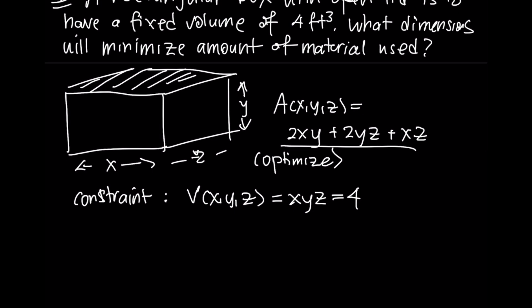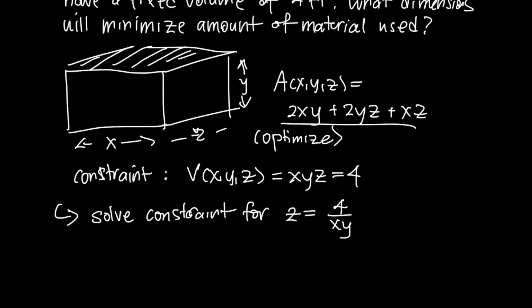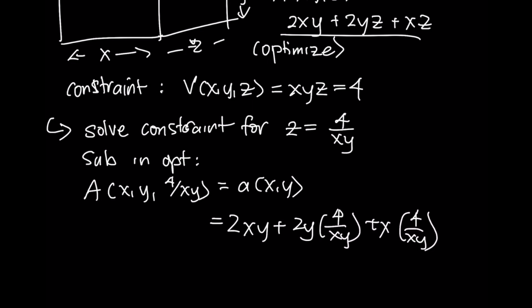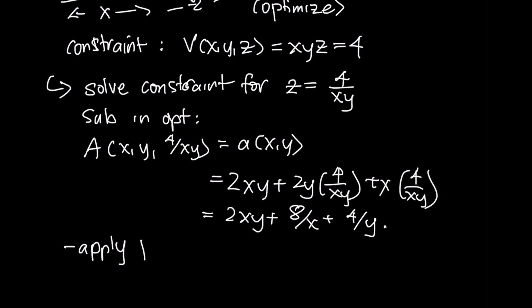We could try to solve this using the methods we developed before. And what that means is we can try to solve this constraint equation for one of the letters. So let's say we could solve it for z is 4 over xy, and then we could sub that into the optimization function. This function boils down to a new function of 2 letters. Everywhere I see a z, I would simply replace it with this 4 over xy. So we would have an 8 over x and a 4 over y.